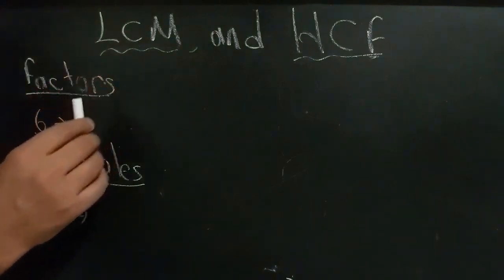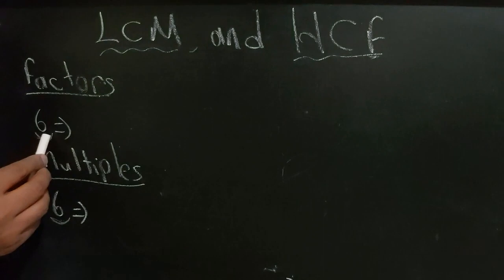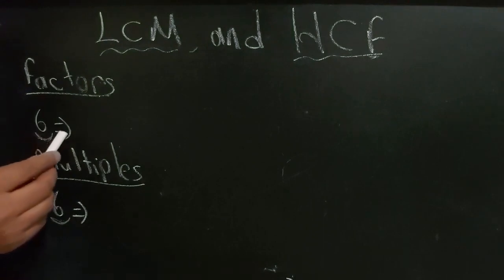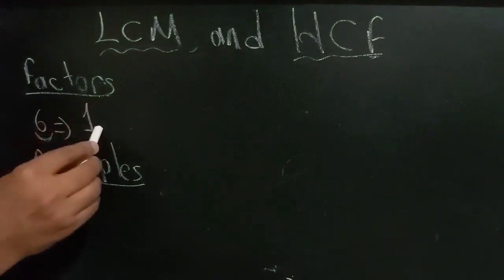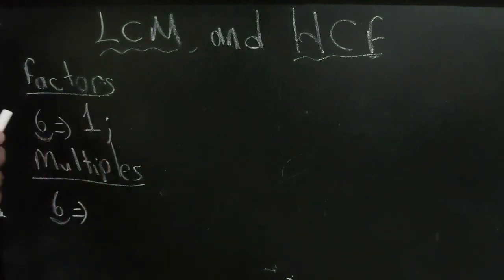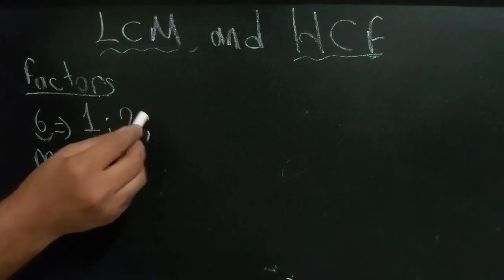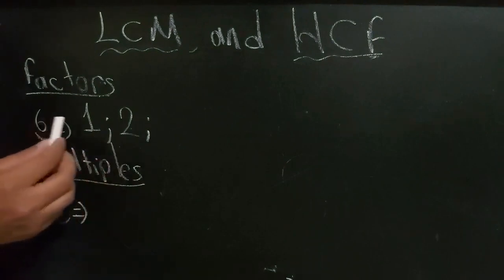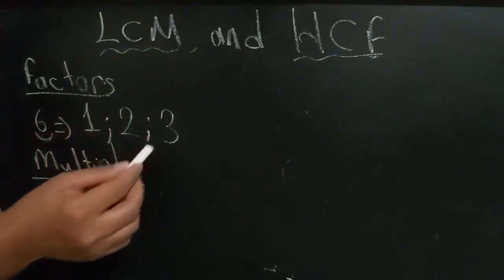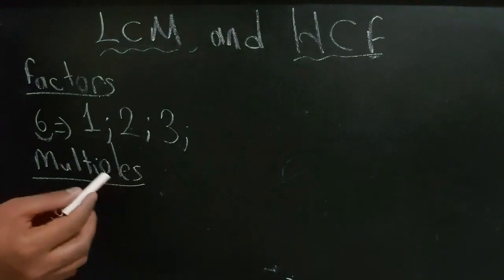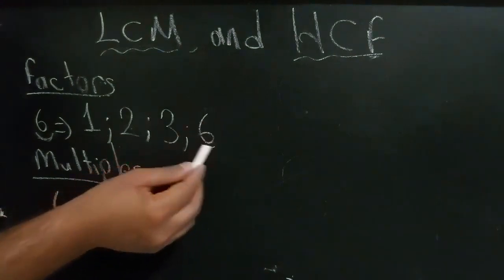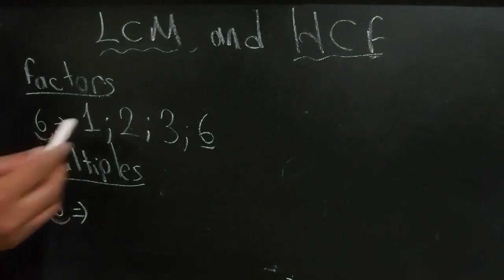So for 6, think now. Is 6 divisible by 1? Yes. 2? Yes. Divisible means when you divide this one by that one, you will get 0 remainder. So 3? Yes. 4? No. 5? No. 6? Yes. And when you come to your number, you stop. So 4 factors.